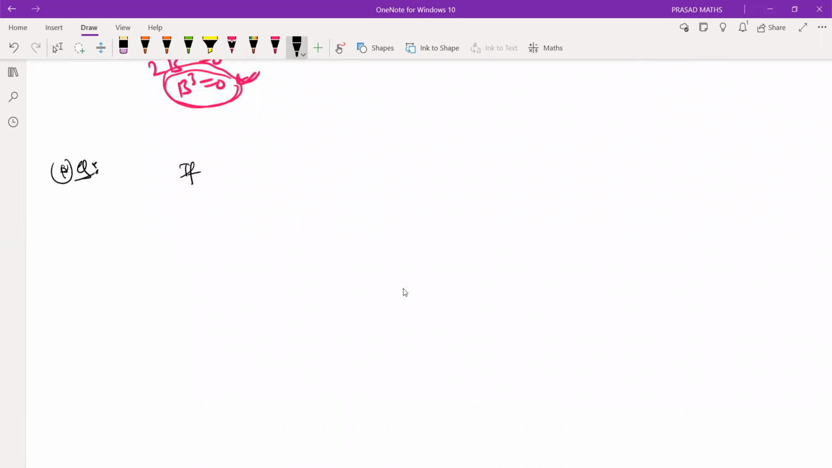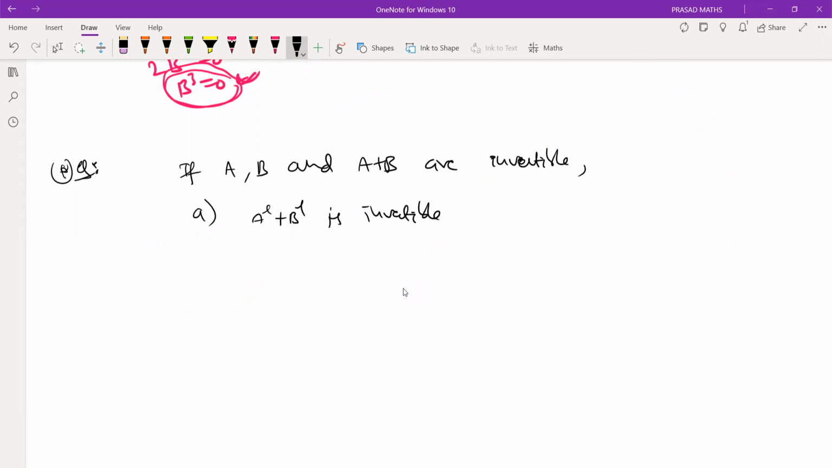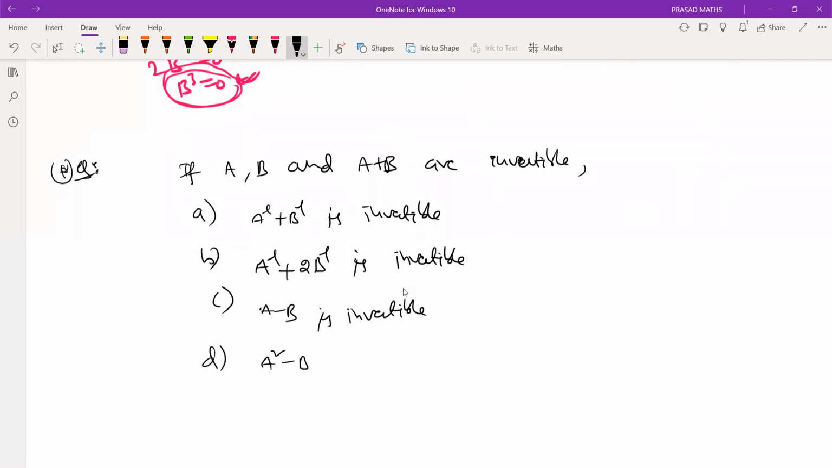Therefore, if a, b and a plus b are invertible, then which of the following is true? Answer A: a inverse plus b inverse is invertible. Answer B: a inverse plus 2b inverse is invertible. Answer C: a minus b is invertible. Answer D: a square minus b square is invertible.